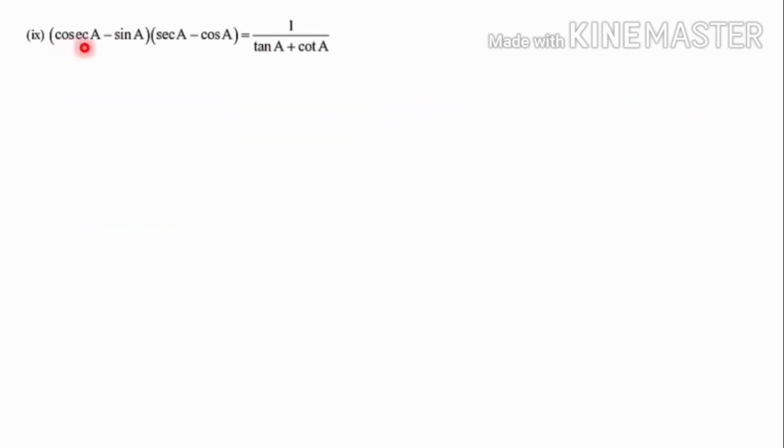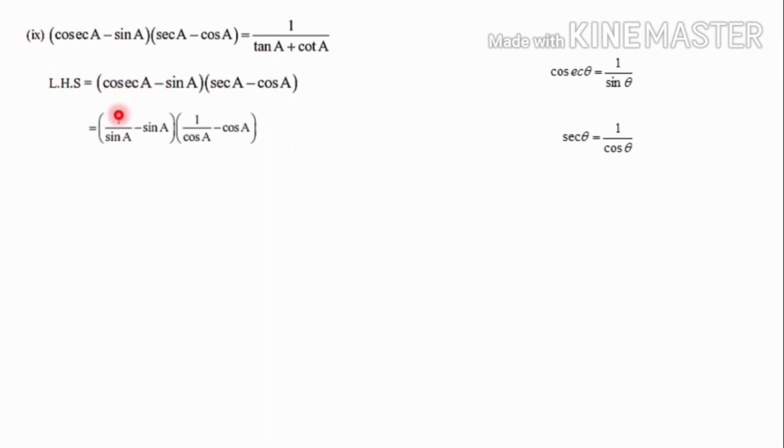The question is (cosec a minus sin a) into (sec a minus cos a) is equal to 1 by (tan a plus cot a). Let's take the left hand side first. LHS is equal to (cosec a minus sin a) into (sec a minus cos a). As before, the usual process, let's change all these left hand side into sin and cos. Here cosec a we know the reciprocal ratio, that is 1 by sin theta. Then sec a also we have learned the formula reciprocal ratio, that is 1 by cos theta. So here cosec a when you change it comes as 1 by sin a minus sin a. Then sec a we will change as 1 by cos a minus cos a.